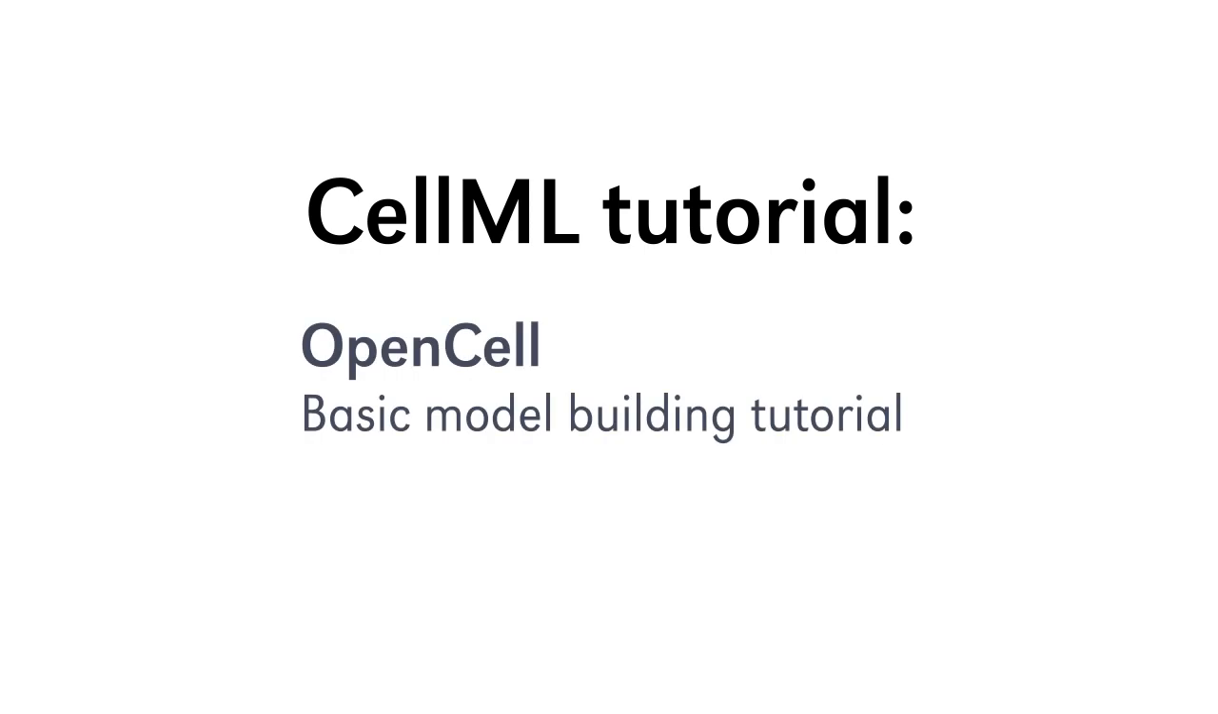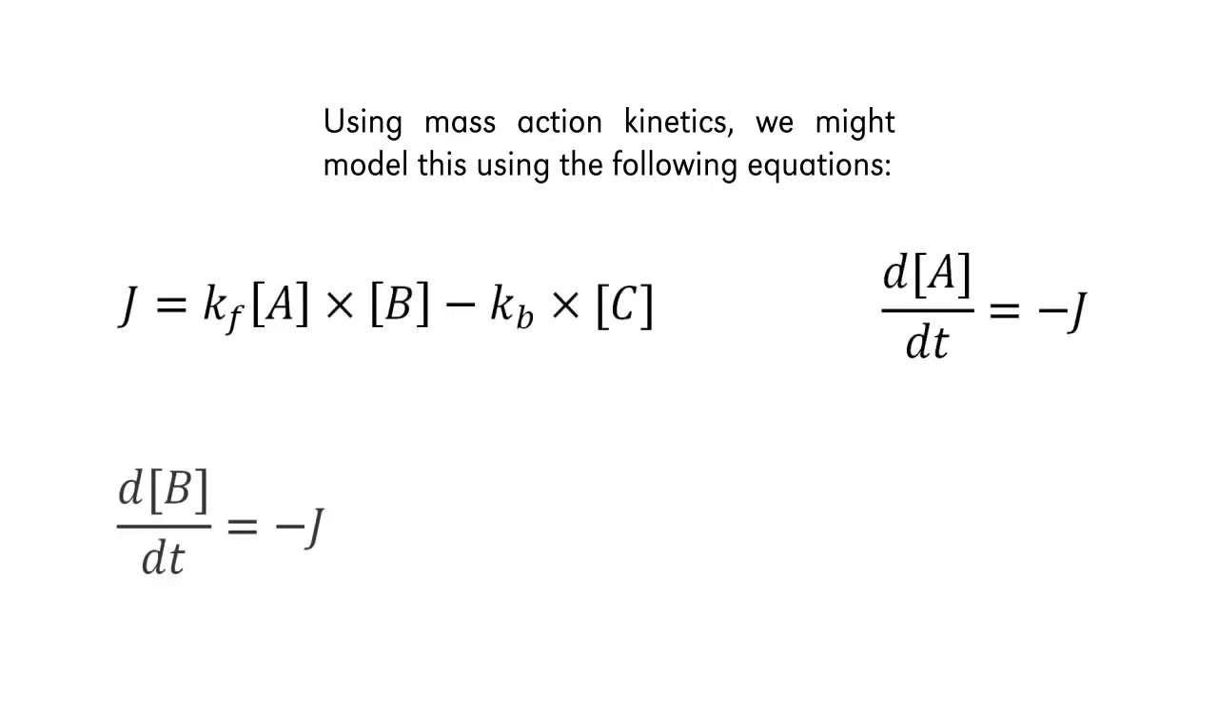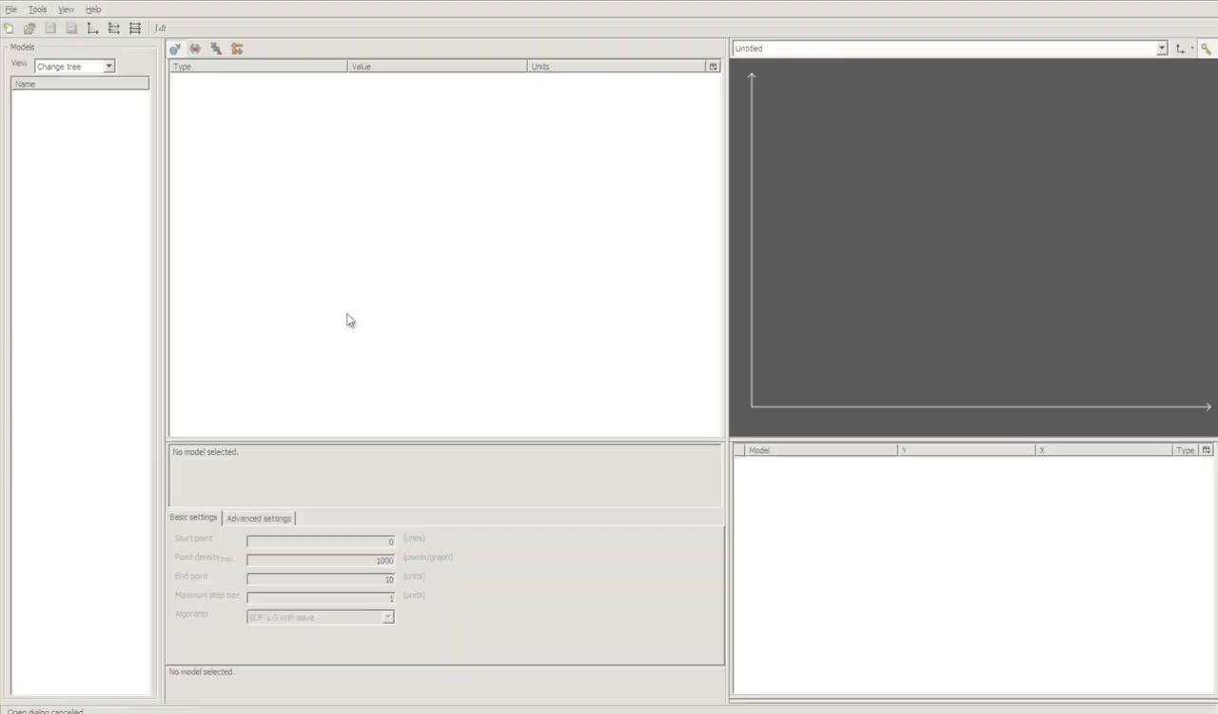This tutorial will teach you how to create a basic CellML model using OpenCell. We're going to model the following basic reversible reaction. Using mass action kinetics, we can model this reaction using the following four equations. Now let's build this model in CellML using OpenCell.